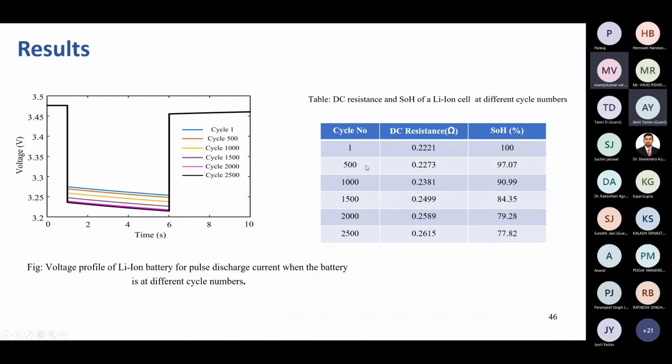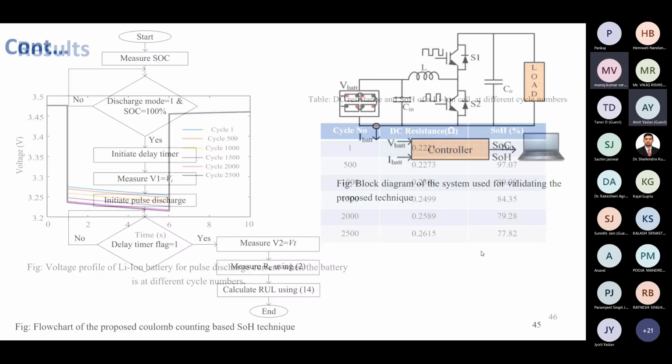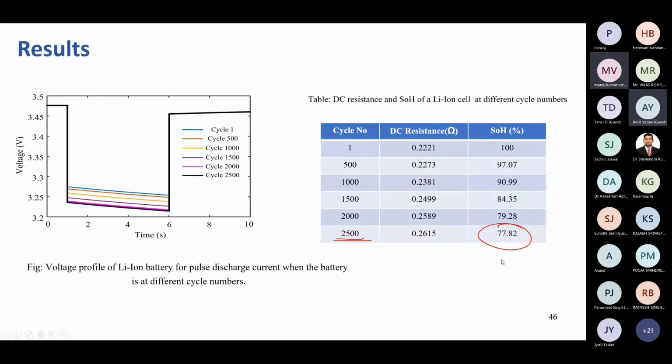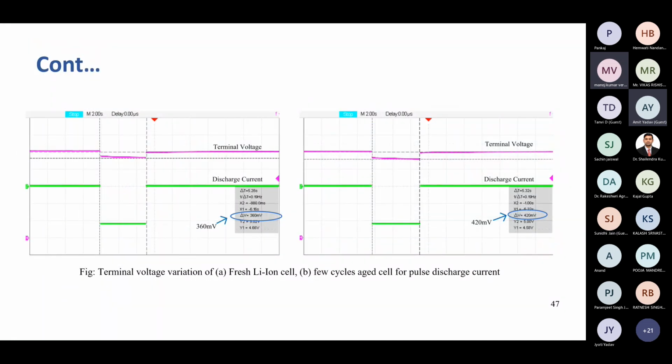And if I go for 500 cycles, that is 500 charge and discharge, it is almost 97.07. And if it is more than 2000 cycles, you can see it is almost 77.82. That is, the battery is almost in a dead condition, where we need to replace it with a new battery, which is estimated. So these are the methods to find out the SOC and the SOH.